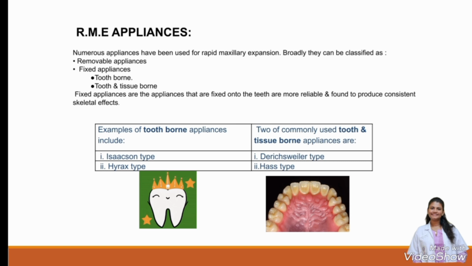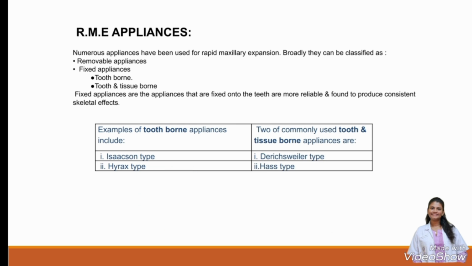In tooth borne, there are examples of Isaacson type, Hyrax type, and in tooth and tissue borne, there is Derichsweiler type and Haas type. In tooth borne, the support is taken directly from the tooth structure, whereas in tooth and tissue borne, the support is taken from tooth and tissue, by using acrylic plates.